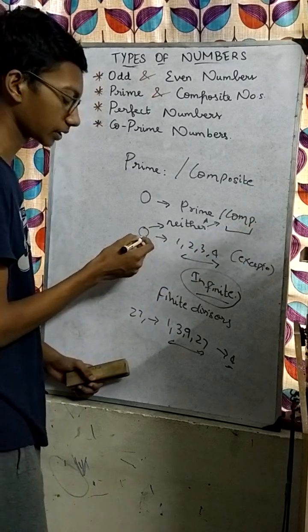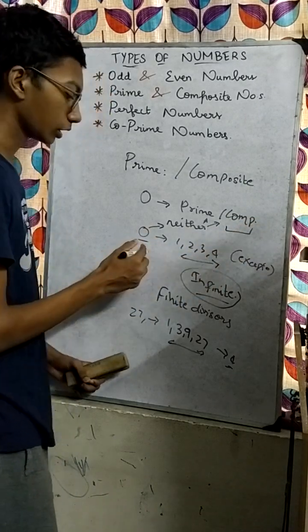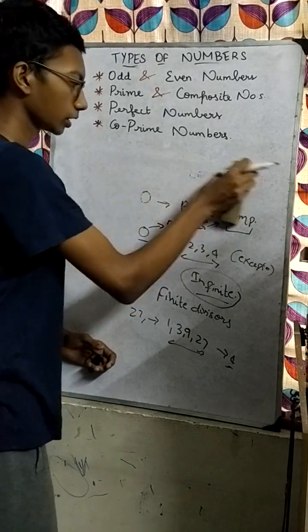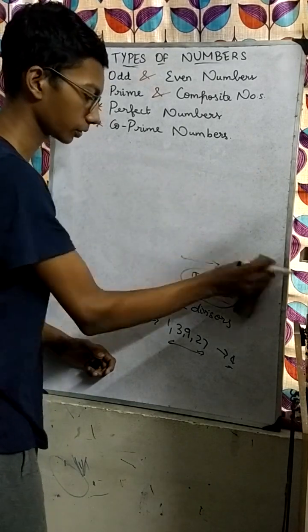Again, it cannot be said as a prime number because it has divisors. So 0 is also neither a prime number nor a composite number. So that's all with prime numbers and composite numbers.